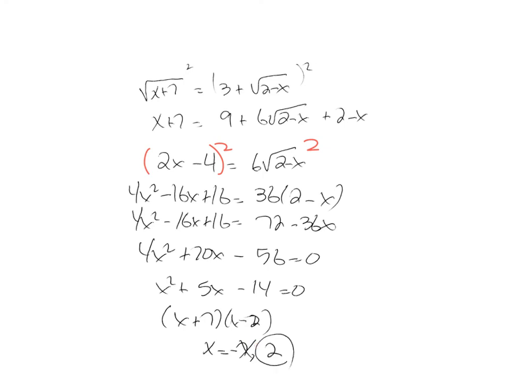But don't forget, when you have a radical equation, you must check your answers. When I plugged in -7, it made that side 0 and did not make that side 0, so that didn't work. When I plugged in 2, it worked perfectly, so their answer is 2.